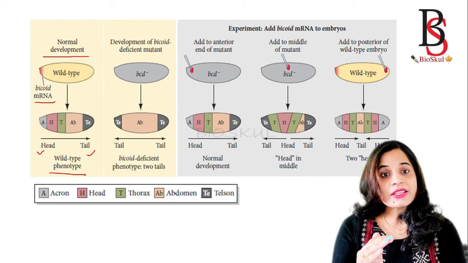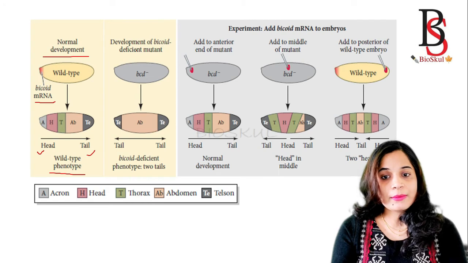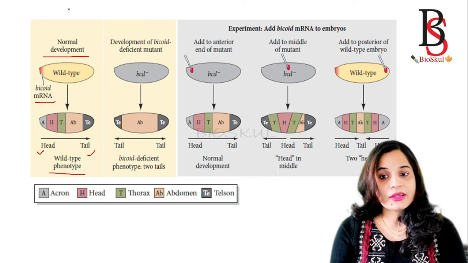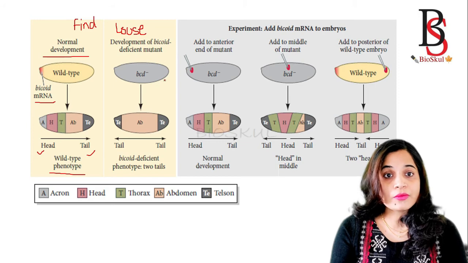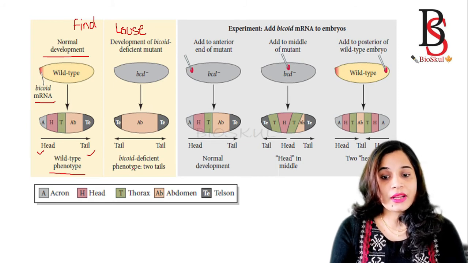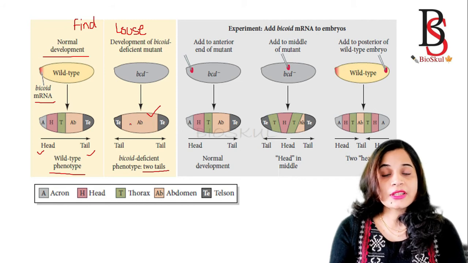Then lose it. Lose it means when the bicoid mRNA is deficient. This one is the development of the bicoid deficient mutant. This is the find it, and lose it means bicoid is deficient. If the bicoid is deficient, then the embryo cannot form the head, and the bicoid deficient phenotype has only two tails. The central region will be the abdomen, and the two extremes, the anterior and the posterior extremes, develop into telsons.